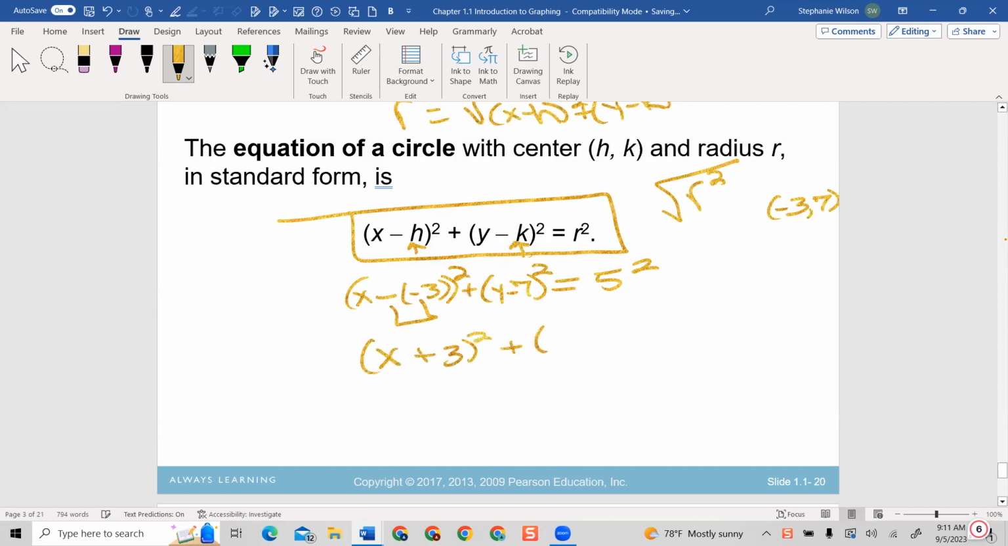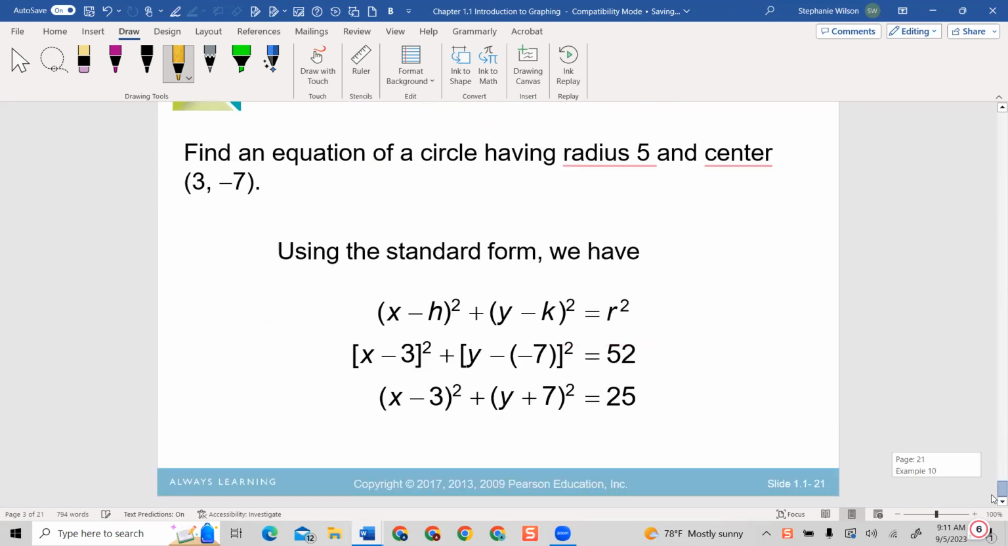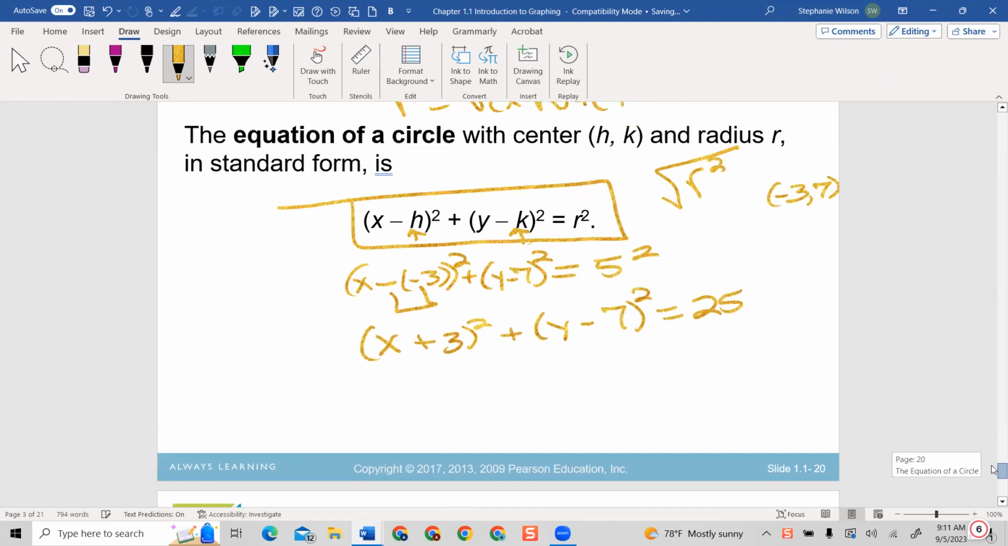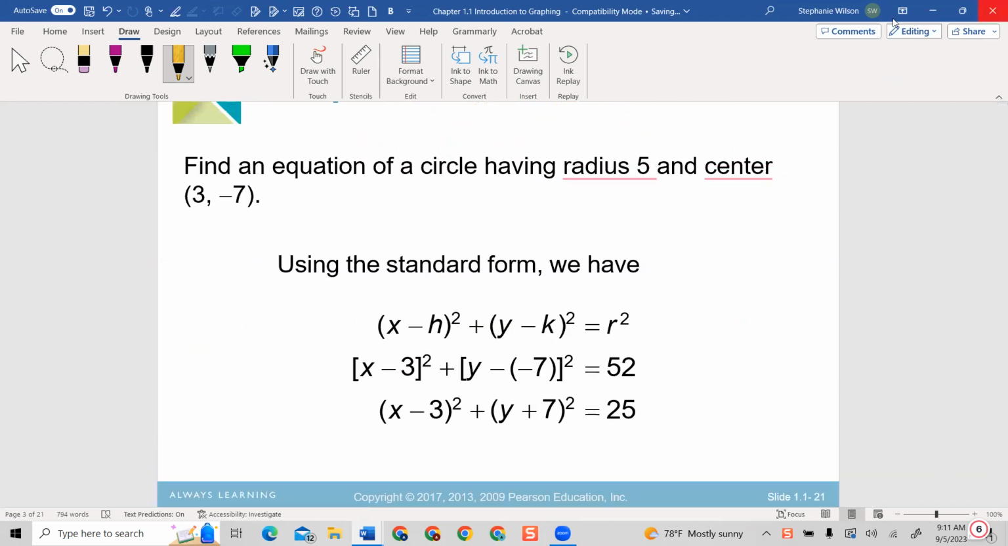And we can actually plot this on the graph. And 5 squared is 25, because you can't leave it as just 5 squared. And that is my circle formula, my equation of a circle. Oh, and I had my negative signs switched, but that's okay. So here's another example.